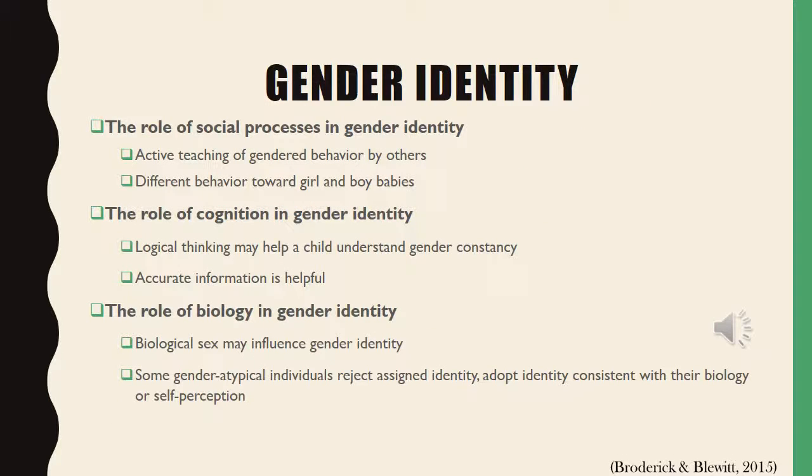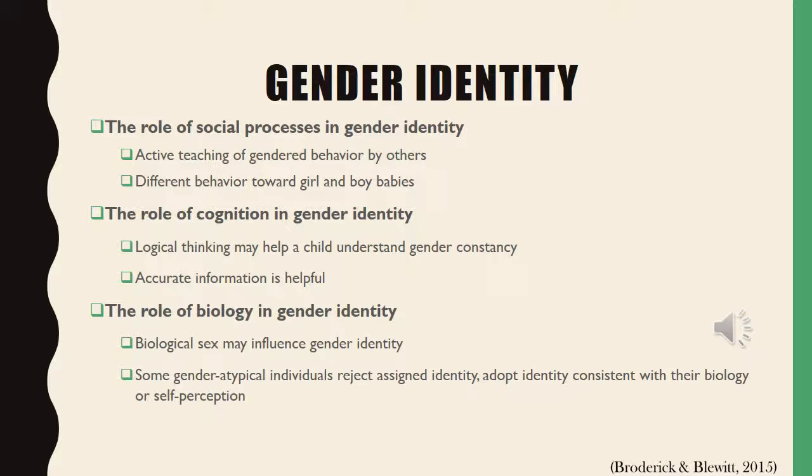So with gender identity, we want to look at three main areas: the way we socially process gender identity, the way our cognition impacts gender identity, and the way our biology impacts gender identity. So with social processes in gender identity, there's the active teaching of gendered behavior by others.